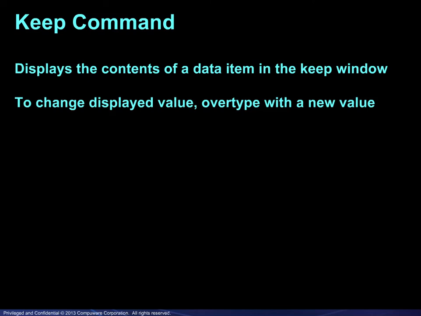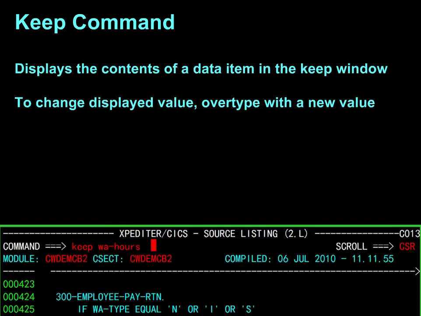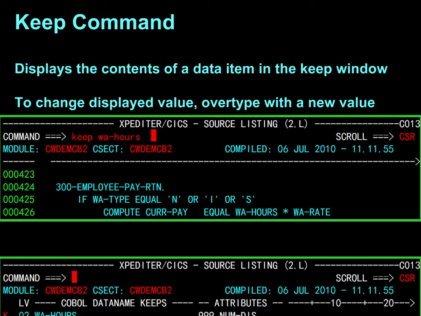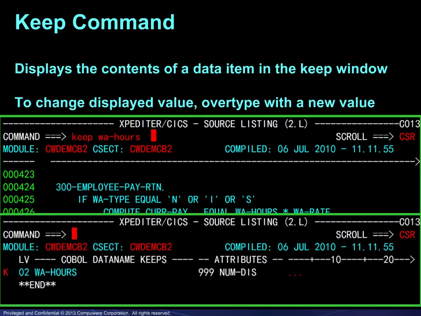The keep command displays the contents of a data item in the keep window. To change the displayed value, overtype with a new value. In the example, keep WA hours, a primary command, was used. The resulting keep window is shown.